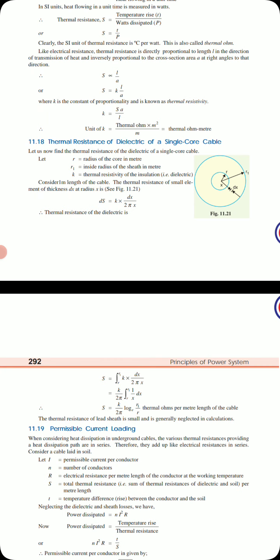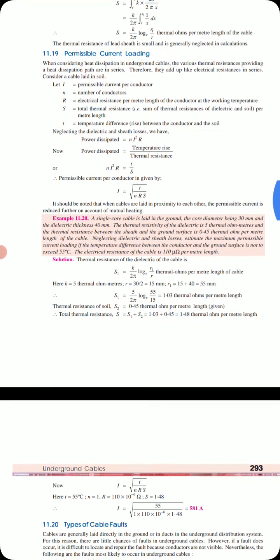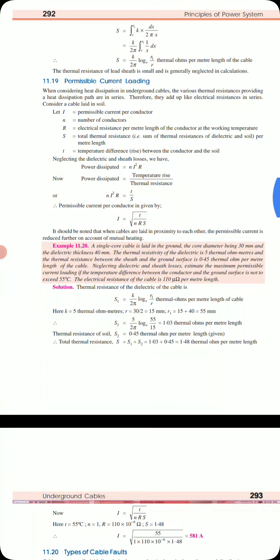Integrating it, we get k by 2π into the integral from R to R1 of (1/x) dx, or S is equal to k by 2π natural logarithm of R1 by R, thermal ohms per unit length of the cable. The thermal resistance of the lead sheath is small and generally neglected in the calculations. So we will go with the permissible current loading here.